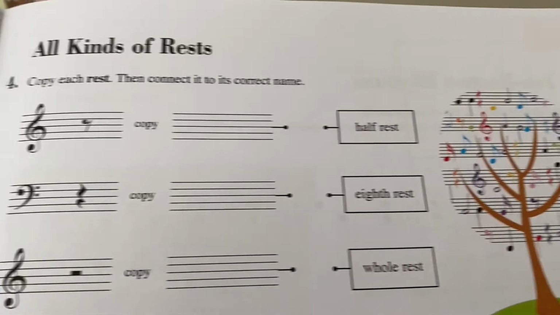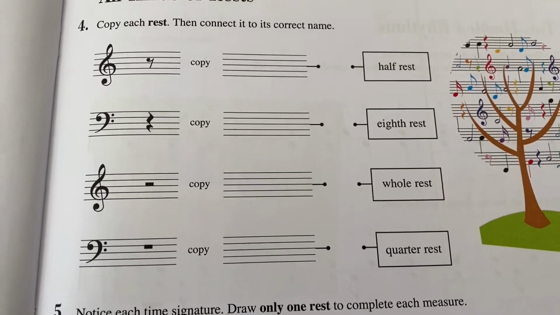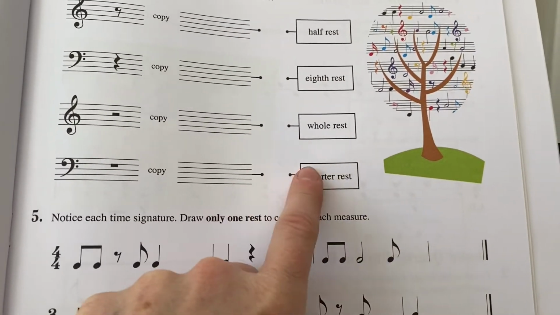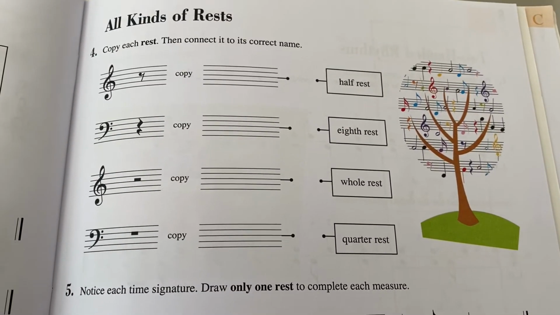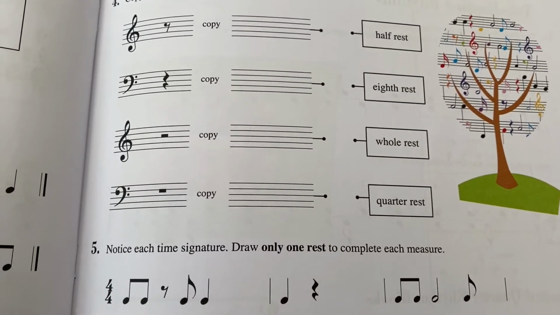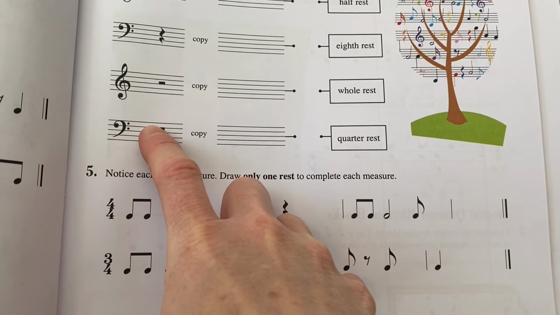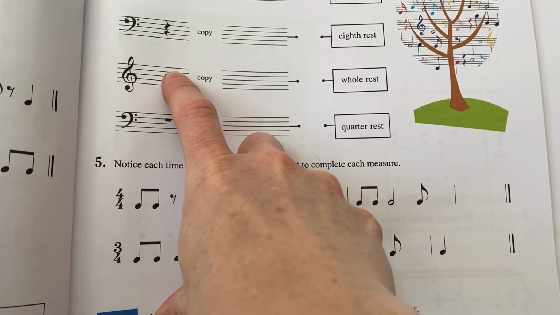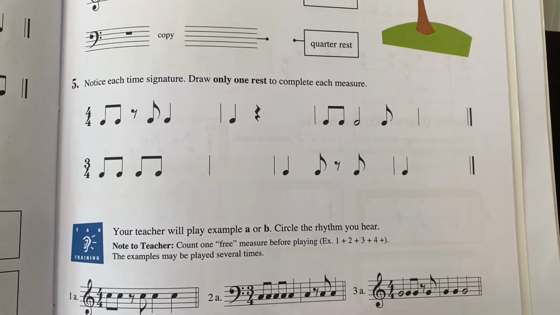And continuing on, all kinds of rests. Copy each rest, then connect it to its correct name. So you're going to draw them here and copy them and connect them over here to who is who. Hopefully you remember who's who. Just a little clue, whole rest looks like a guy going in, like if a guy was walking on this line, he'd fall into this hole. A half rest is more like a hat up above the line. And then you can figure out the rest.